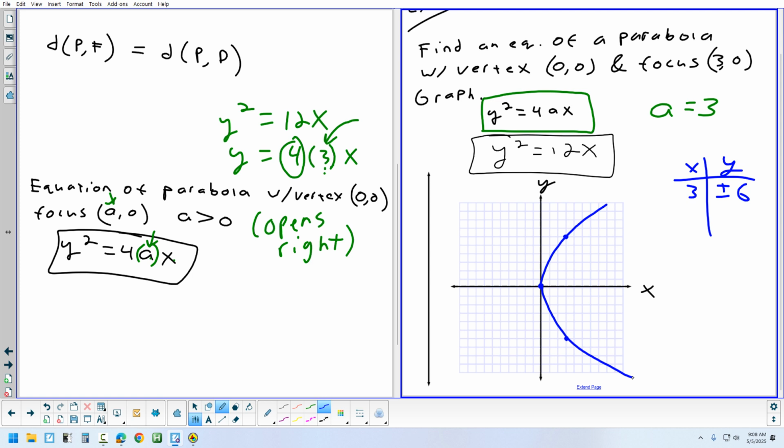Okay. Any question on that? Now, where was the focus in that problem? Yep. 3, 0. That's not actually part of the parabola. It's an imaginary point that it wraps around. Okay. Right there. What kind of line would the directrix be in this case? A horizontal line or a vertical line? Yeah, vertical. So it's going to be x equals. And can anybody tell me what the equation of the directrix would be?